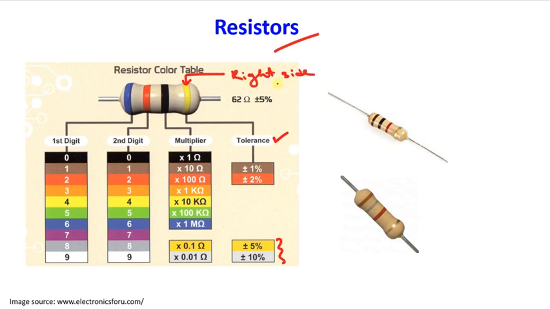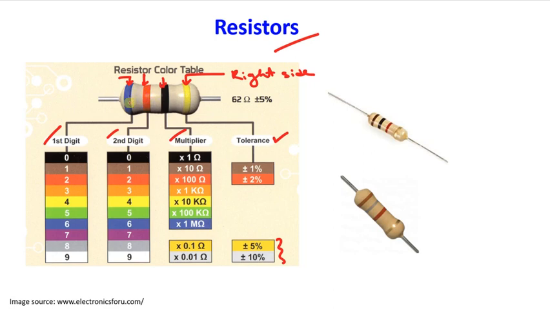So once we keep it on our right side, the first color band will correspond to the first digit, the second one to the second digit, the third one is the multiplier, and the fourth one we have already identified as tolerance. Now let us see how to read the value.